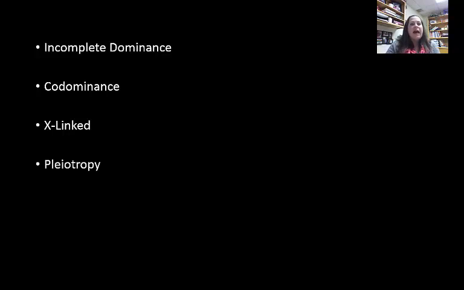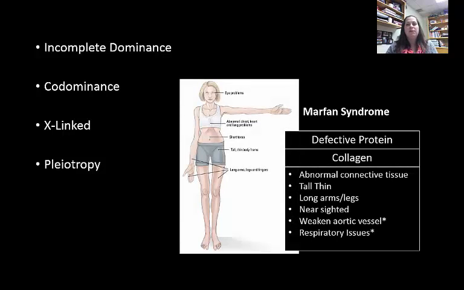The next we want to look at is pleiotropy. Pleiotropy is where one gene affects many traits. So one gene can alter a lot of different things that we see in the body. And one of the best examples of this is in your notes with Marfan syndrome. Another was also sickle cell anemia.